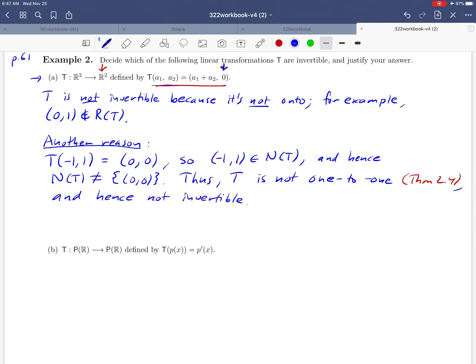Okay, so you can take your pick. Either of the two reasons that we gave are justifications that this function T that they gave us is not invertible. You can maybe think about it, and I bet you can find other reasons.